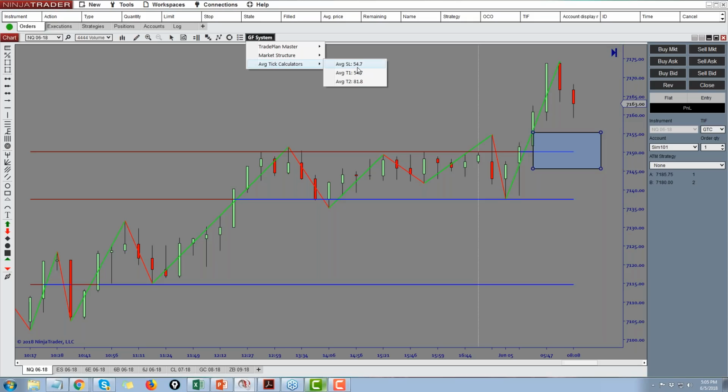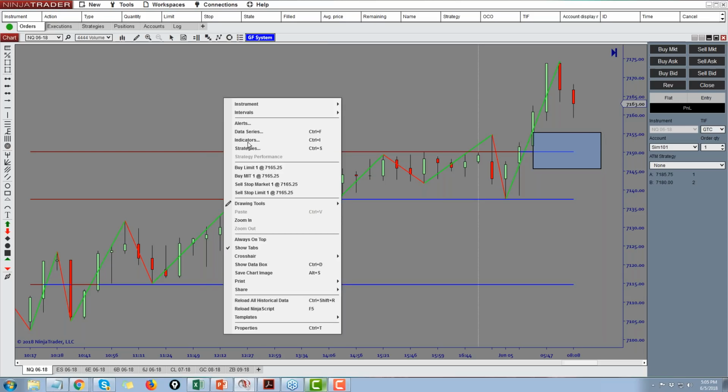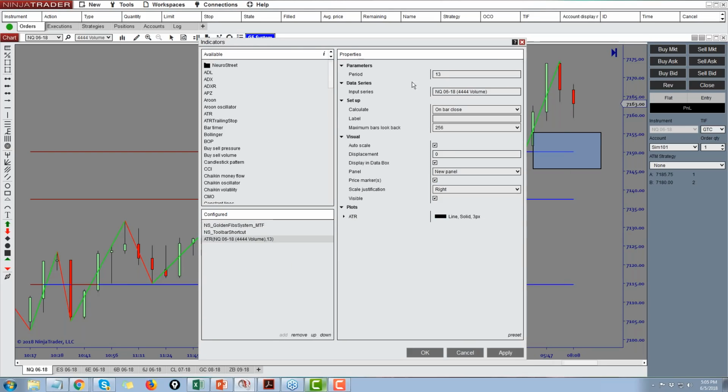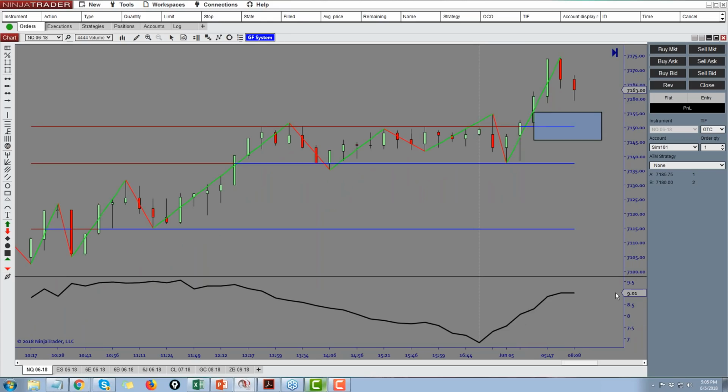So let's take half of that, and that's 1.25. So let's just say the average true range, I'll even add it. Let's just add a 13 period ATR in here and we'll show you. Okay, so that's 9 points. So the average true range of this market at this time was 9 points, times 0.25, right? 9 divided by 0.25, 36 ticks. So the average true range is 36 ticks.